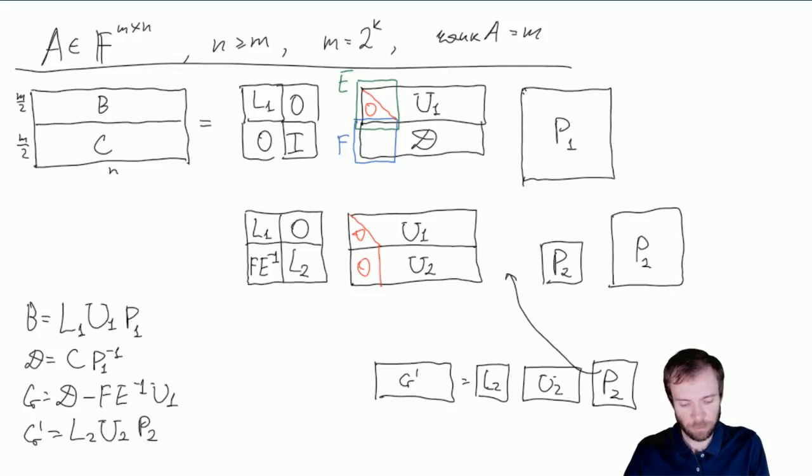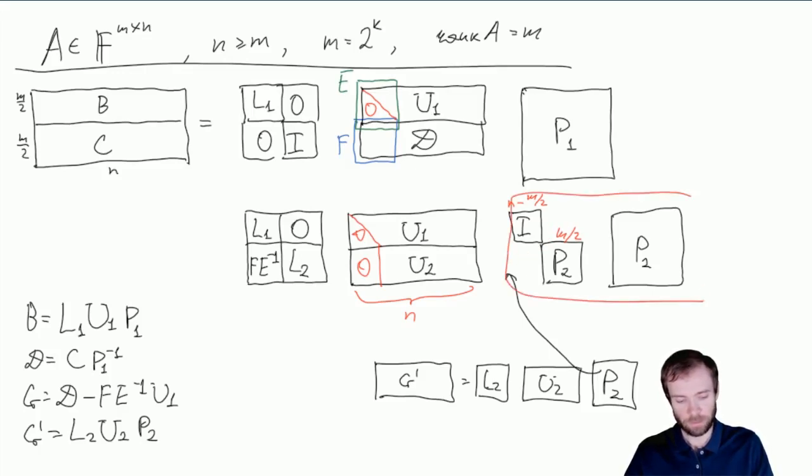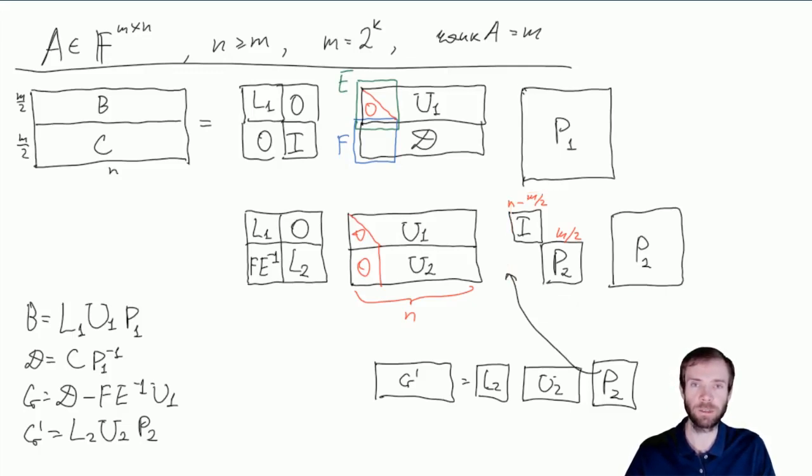But P2 needs to permute only the columns in this portion, but not the zero columns that we had here. So we augment it with a block of identity matrix. And as this matrix had n columns, here we have order n minus m over 2. Here we have order m over 2. And we have zeros here. So these permutation matrices can be actually stored and processed combinatorially, not as matrices really, but as permutations that we need to make.